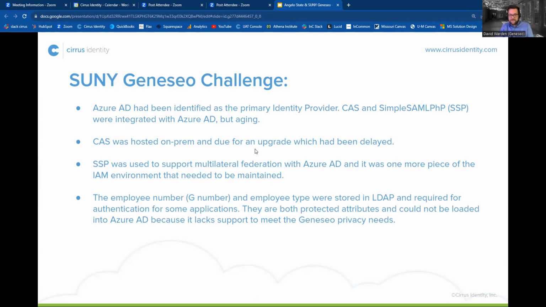Other things, which you already heard, we had CAS. It was hard to upgrade. It was hard to stay current. Simple SAML was a little bit easier, but that was hard to keep up with. And yeah, this campus identifier was stored in LDAP, and for Graph API reasons, we didn't feel comfortable putting that up into the Microsoft ecosystem.